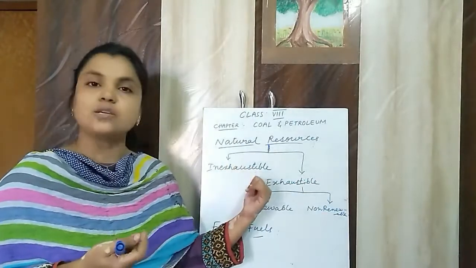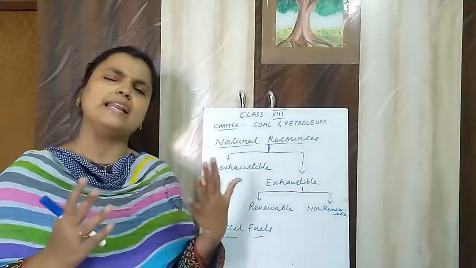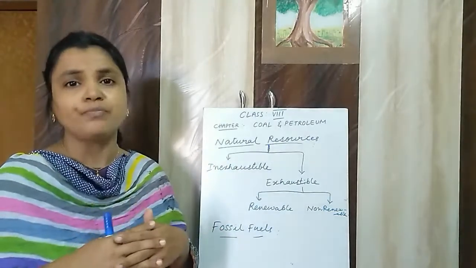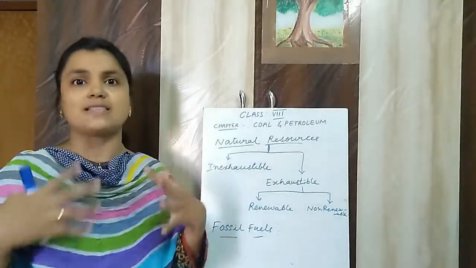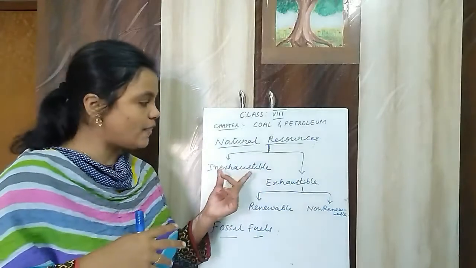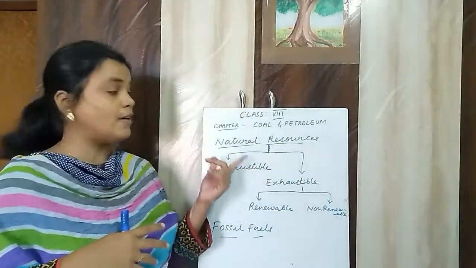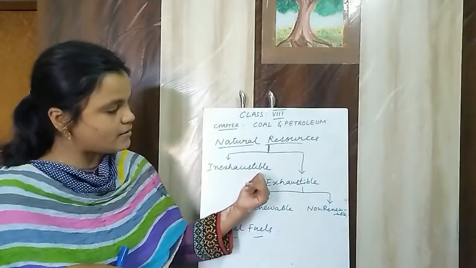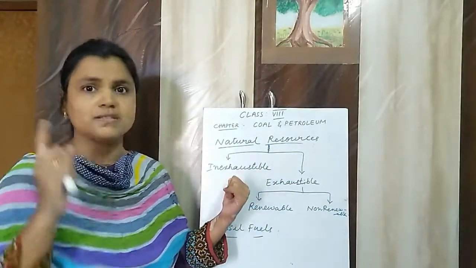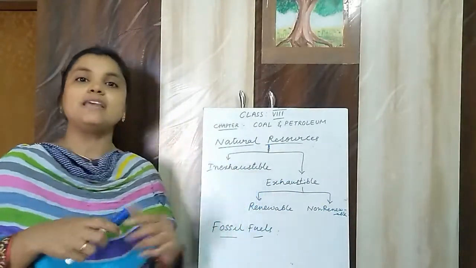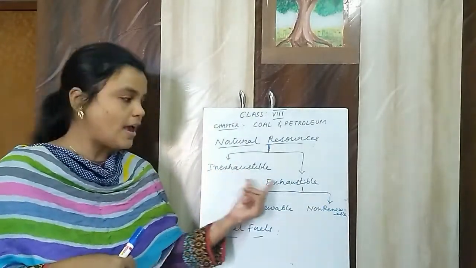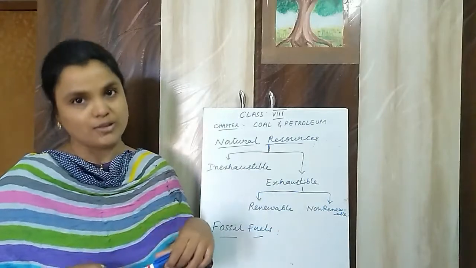Inexhaustible means those which are present in limitless quantities. We can use as much as we want because they are present in unlimited quantities. They never get exhausted. They are always available for us to use. Can you give some examples? This is your task for today. Please find more examples for inexhaustible and exhaustible natural resources.